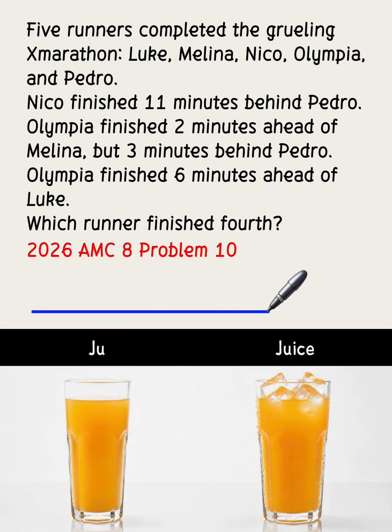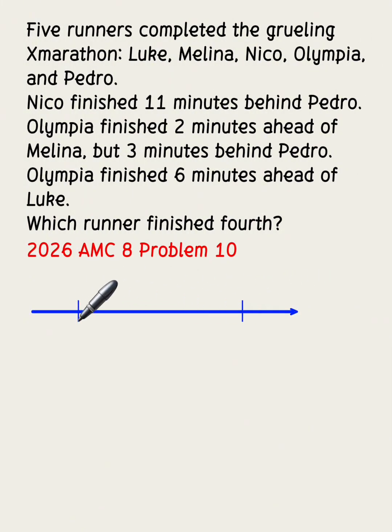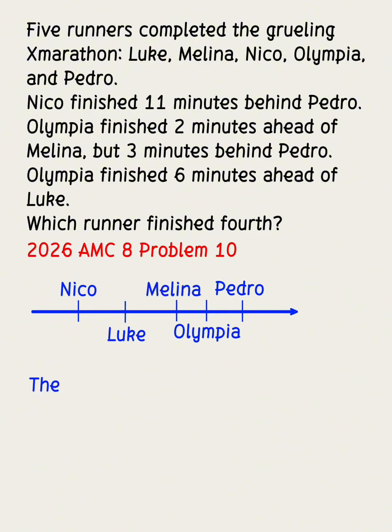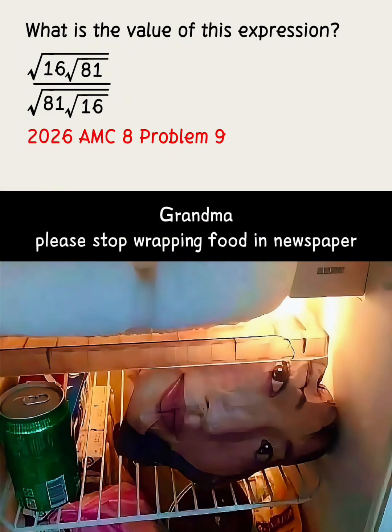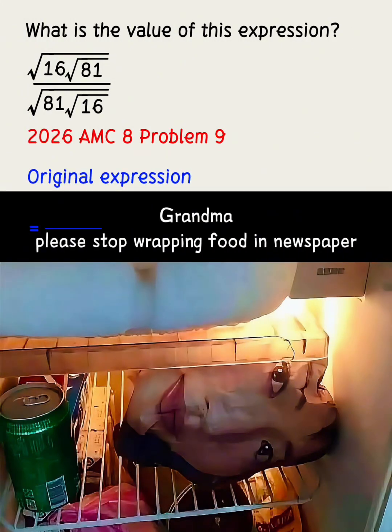Five runners in a marathon. Nico finished 11 minutes behind Pedro. Olympia finished 2 minutes ahead of Melina, but 3 minutes behind Pedro. Olympia finished 6 minutes ahead of Luke. There's nothing special here, just simplify it.